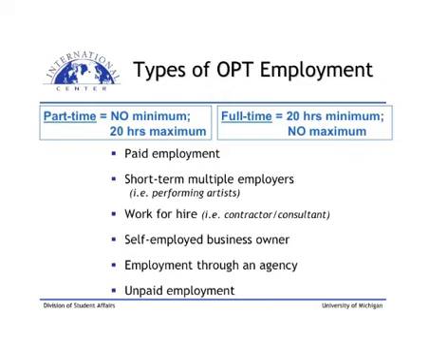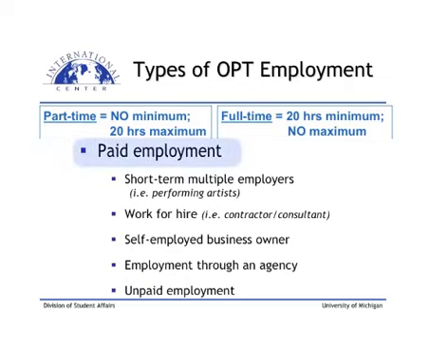The following slide lists the different types of employment you are allowed to obtain while on OPT. Please remember that while on full-time OPT, the minimum number of hours you can work is 20, and there is no maximum. This can be a combination of any of these types of employment. If you are approved for part-time OPT and still enrolled in full-time coursework, your maximum number of hours is 20 hours per week, and there is no minimum.